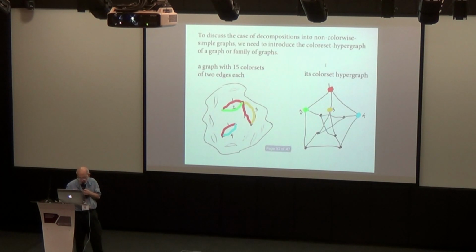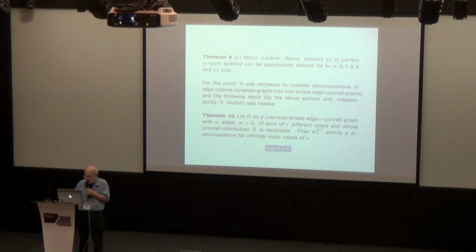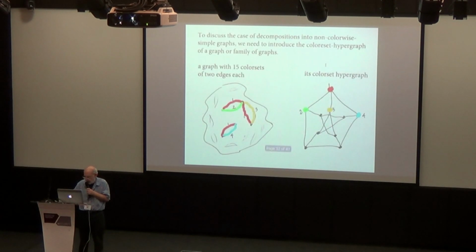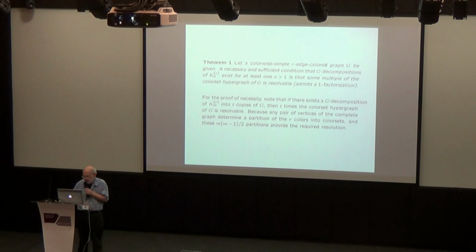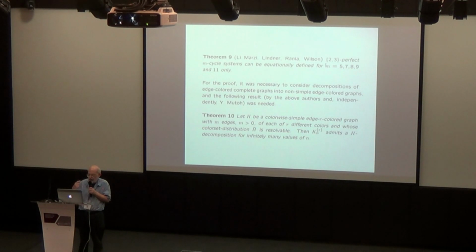And so let's look at the example. Here's the color set hypergraph, which happens to be a graph. Is it resolvable, or in other words, is there a 1-factorization? And you know there isn't. So this theorem says nothing about decompositions into this hypothetical graph here. This result is incomplete, because it gives a sufficient condition: if that color set distribution or color set hypergraph is resolvable, then there are infinitely many. But that isn't necessary.